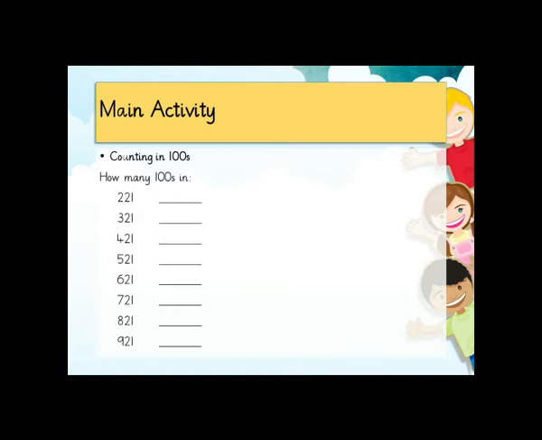Yes, in the number 201, 1 is at the unit place, 0 is at the tens place and 2 is at the hundreds place. Identify for the rest of the numbers what comes at the hundreds place. Yes, in 301 it's 3. In 401 we have 4 hundreds. In 501 we have 5 hundreds. In 601 we have 6 hundreds. In 701 we have 7 hundreds. In 801 we have 8 hundreds. And similarly in 901 we have 9 hundreds.